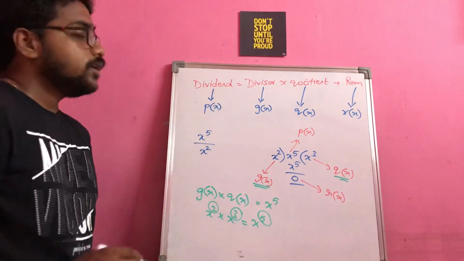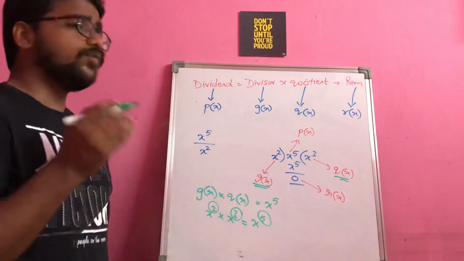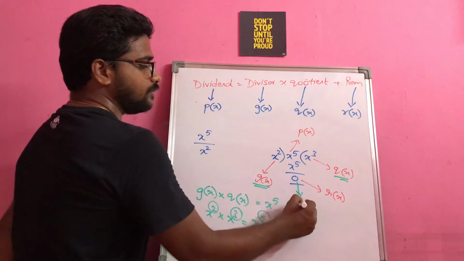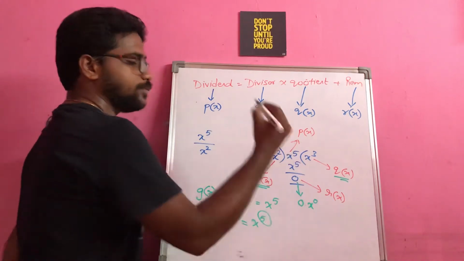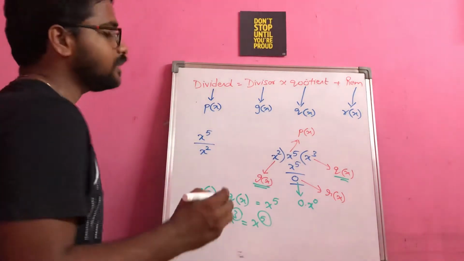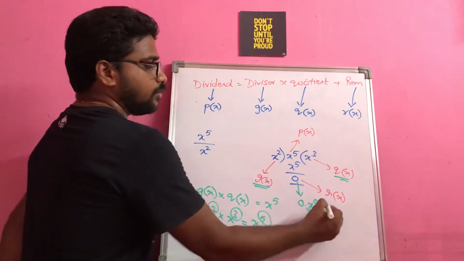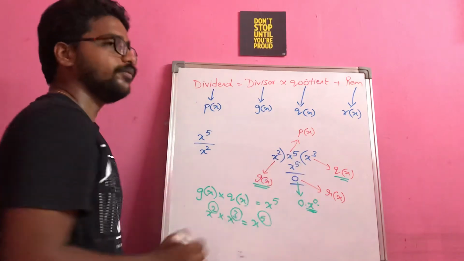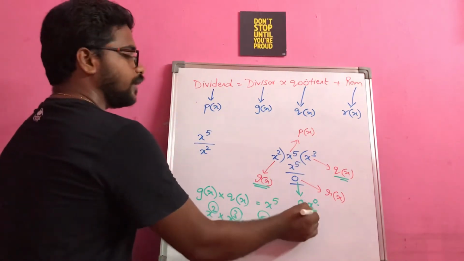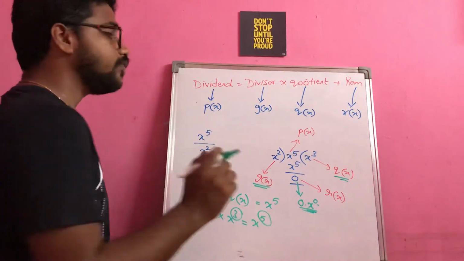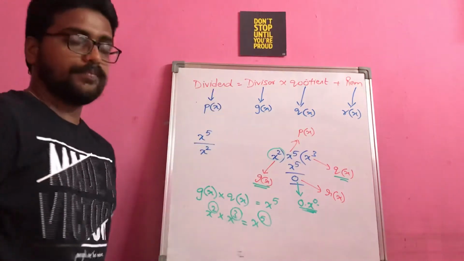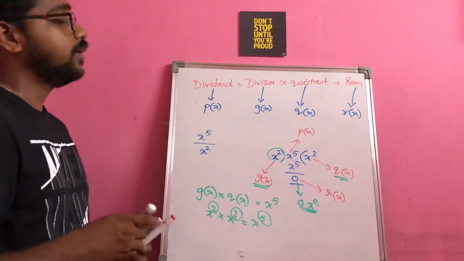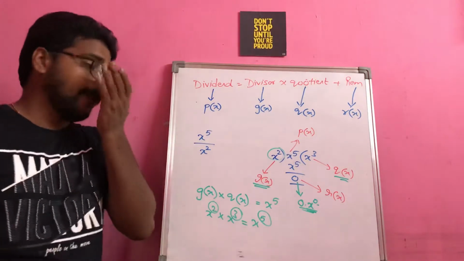That is another rule. And one more thing here: this 0 is nothing but 0 into, can I write this as x power 0? That means this x power 0 is nothing but 1 anyway, and here the power of x is 0. That means the degree of the remainder is always less than the degree of the divisor. So these are the few rules that we can figure out with respect to the division algorithm for polynomials.